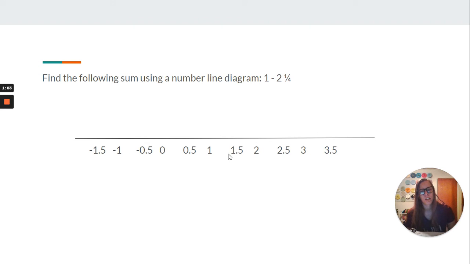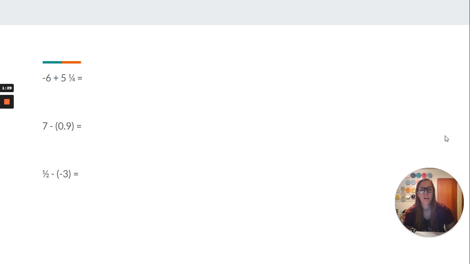What about this one? We're going to start at 0 like we always do. Go up to 1. Then we're going to count down negative 2.25. So we go to 0 is 1. To negative 1 is 2. And then we go 1/4. So it's going to be negative 1.25 for our answer, okay?